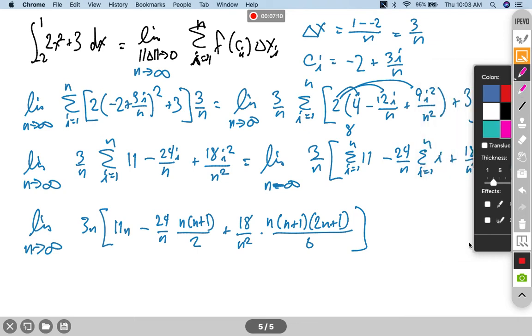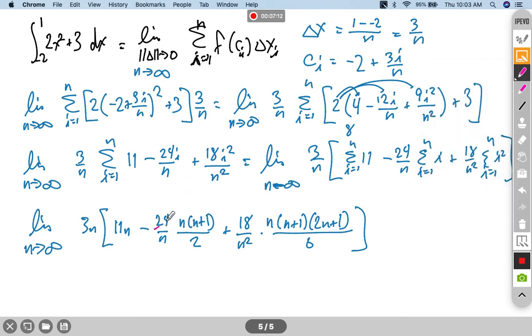Just gets uglier and uglier, doesn't it? I'll take out this 2 and I'll take out that n. So I got minus 12n. I got minus 12.